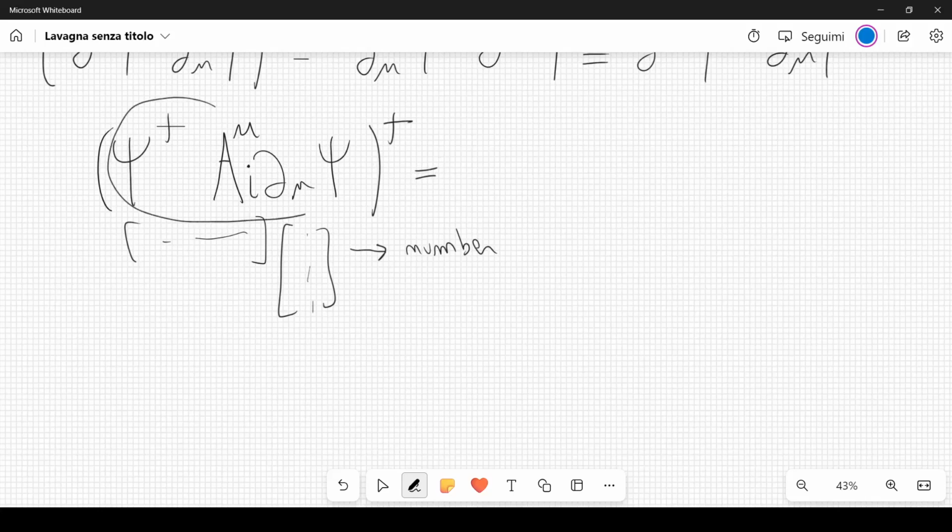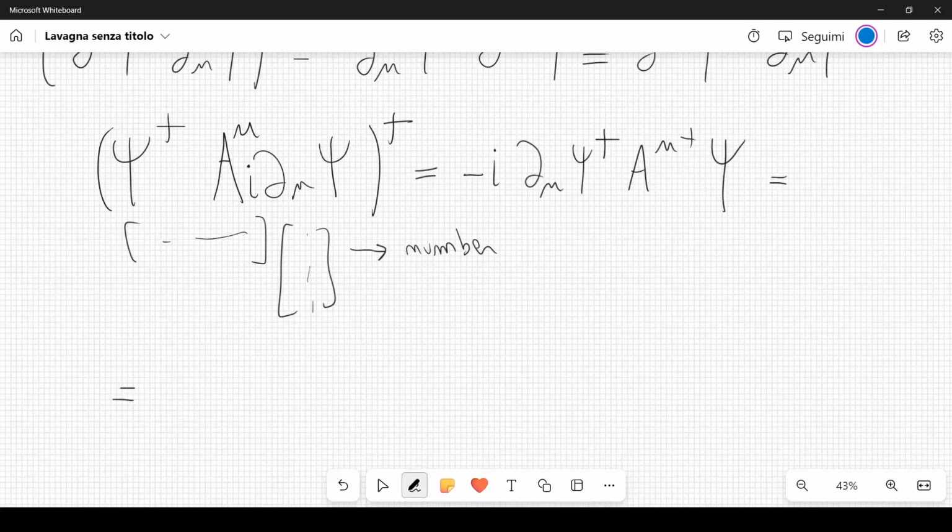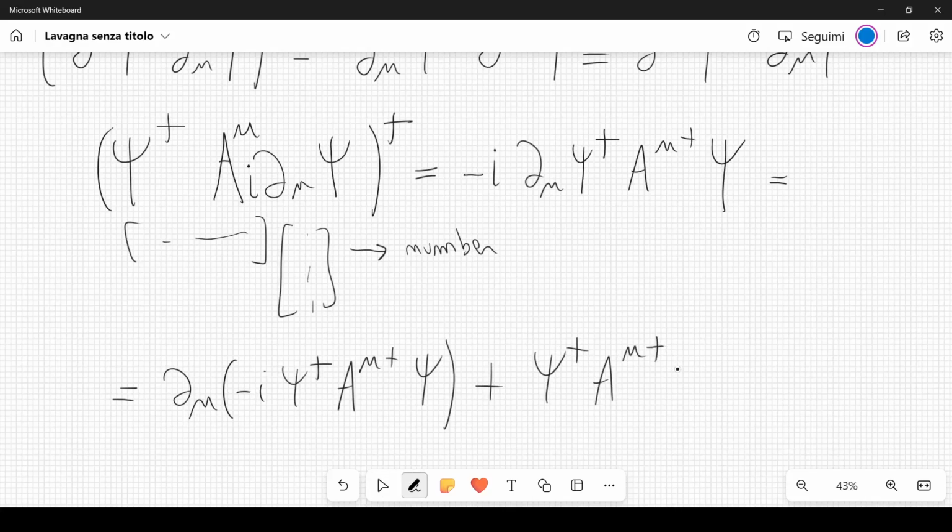Remember that this term will be contained in a Lagrangian. So we have minus i, which comes from the complex conjugate of i. Then we get del mu psi dagger, a mu dagger psi, like this. We can rewrite that in this form: d mu of minus i psi dagger a mu dagger psi, plus psi dagger a mu dagger i d mu psi.